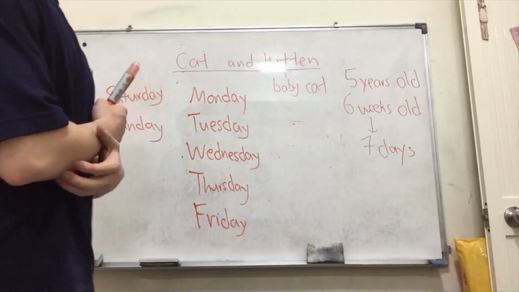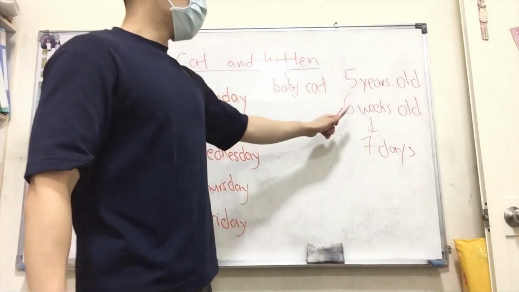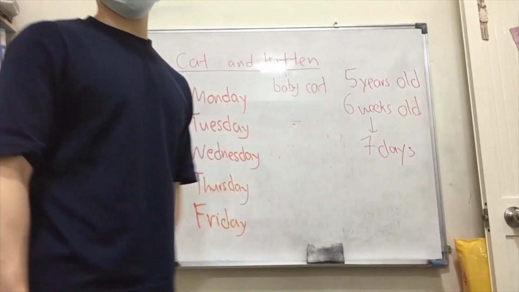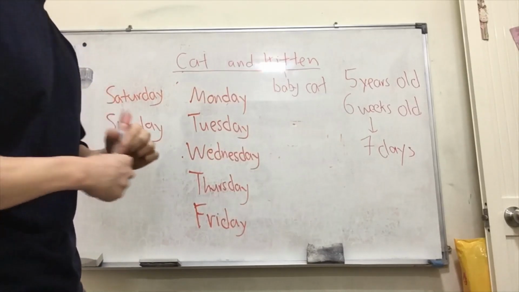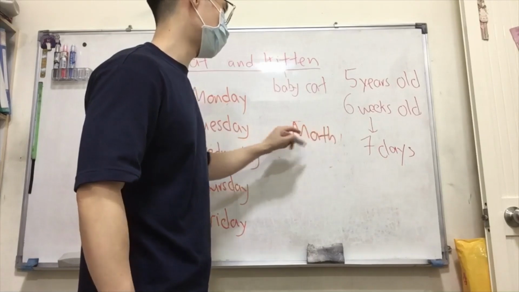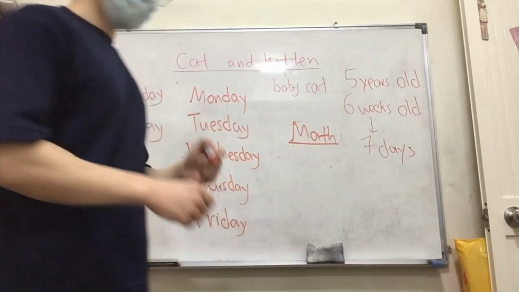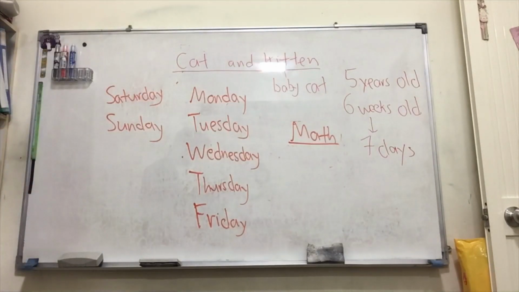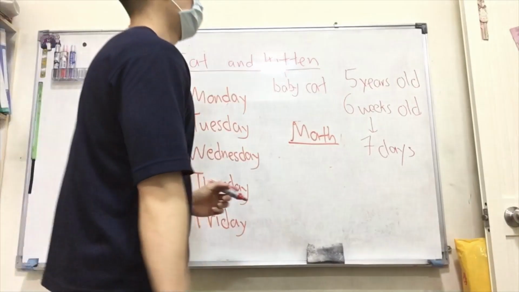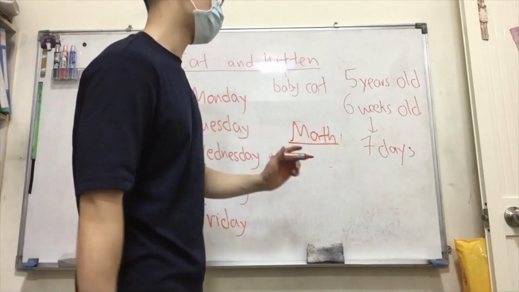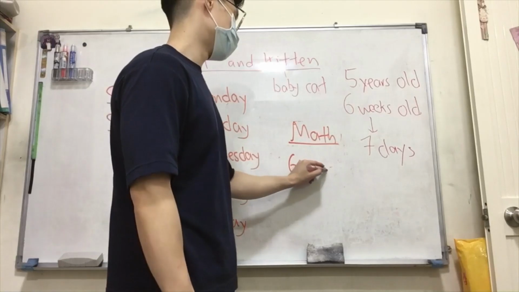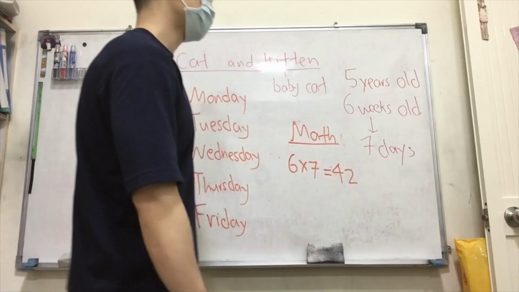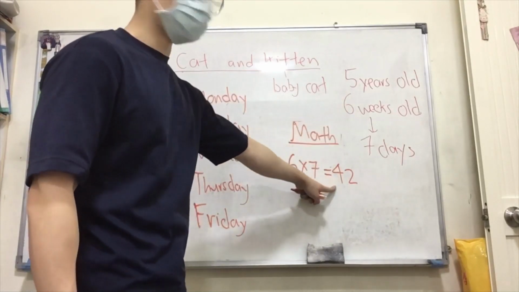Quick math. Can you tell me how many days are there in 6 weeks? This is math. Let's do a quick activity. How many days are there in 6 weeks? Let me tell the answer. Quick math: 6 times 7 is equal to 42. So in 6 weeks, we have 42 days.